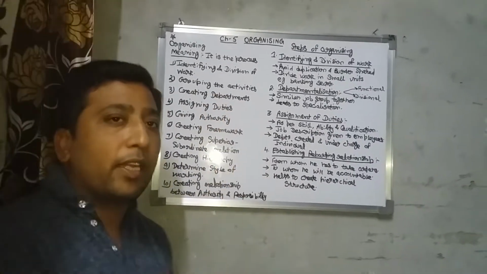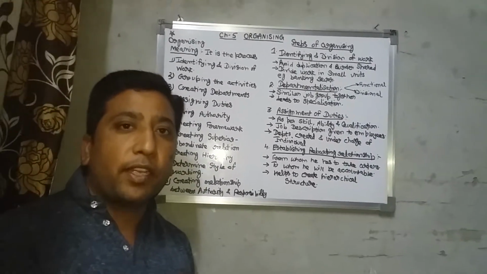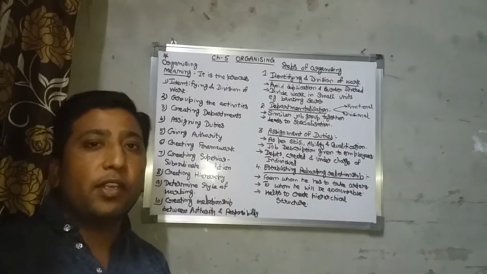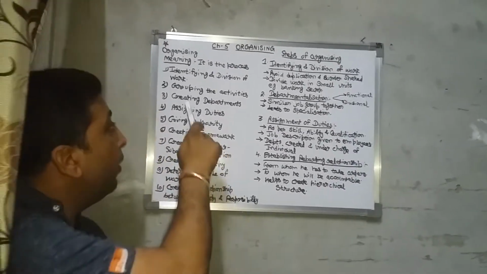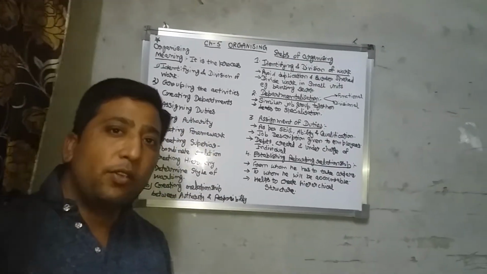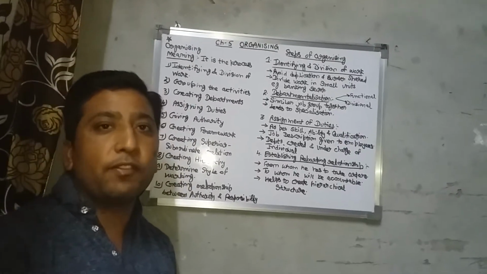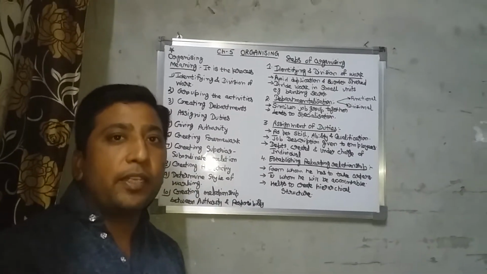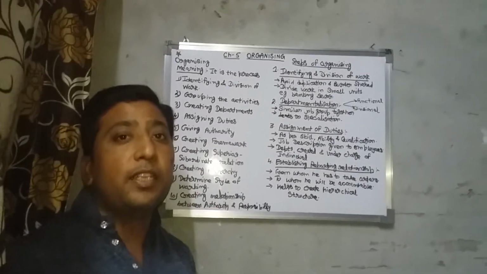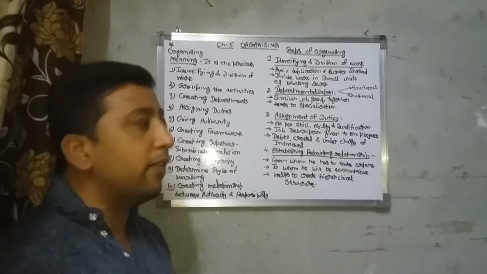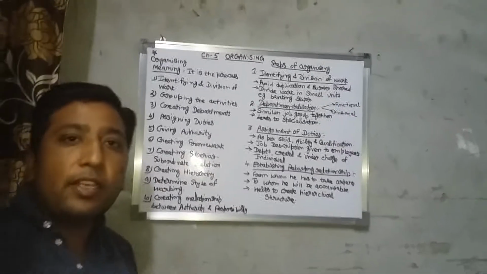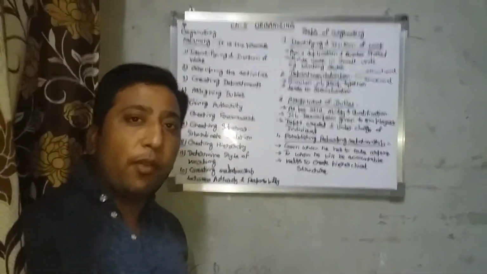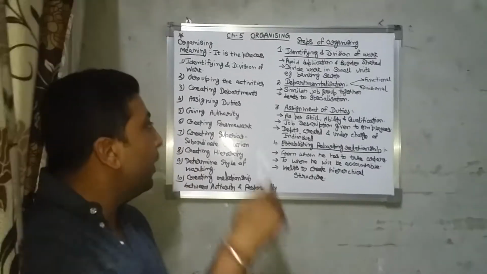Second one is grouping the activity. Every kind of activity of similar nature is grouped together because you have to create the departments. Third one is creating departments. As per the grouping of similar nature jobs, you have to create the department, because every department has a departmental manager who is specialized in that particular kind of department.